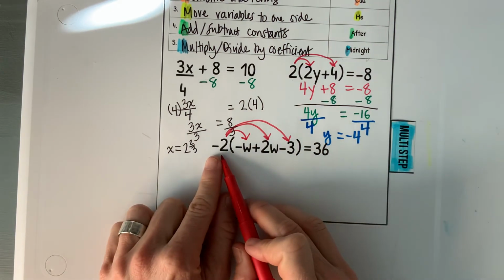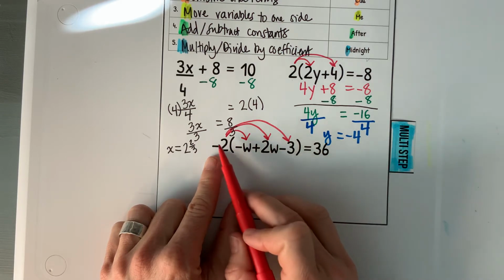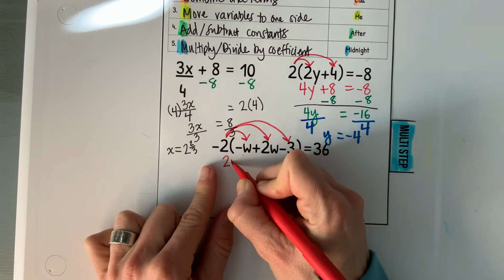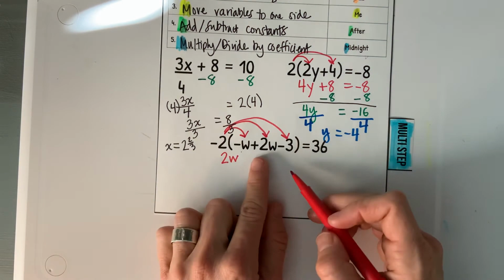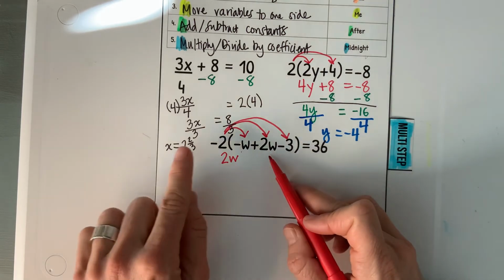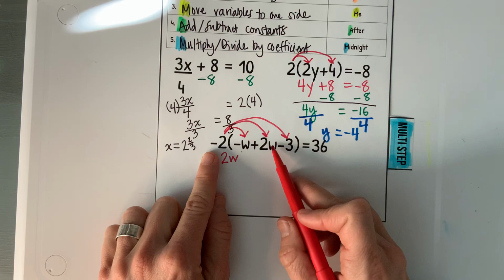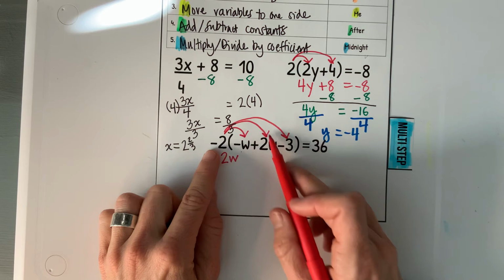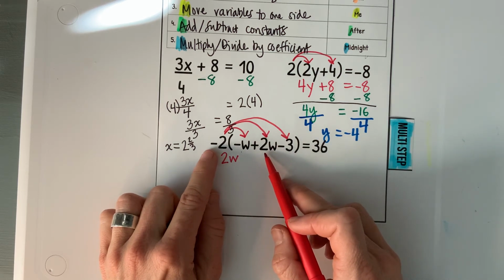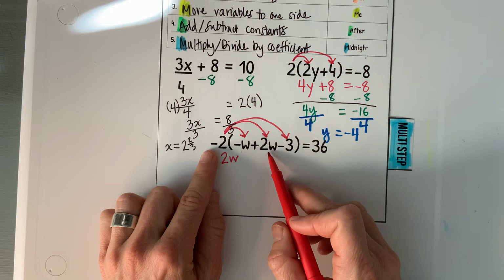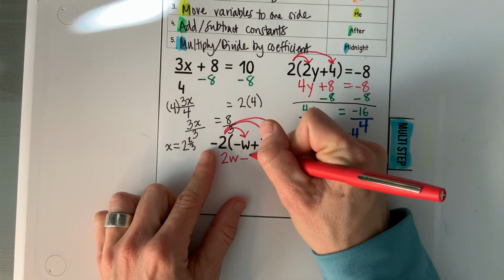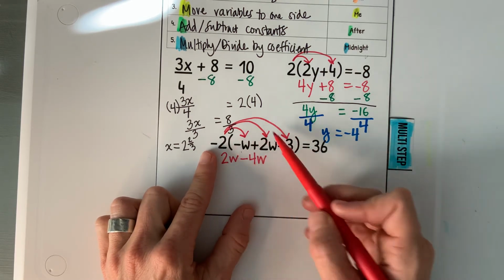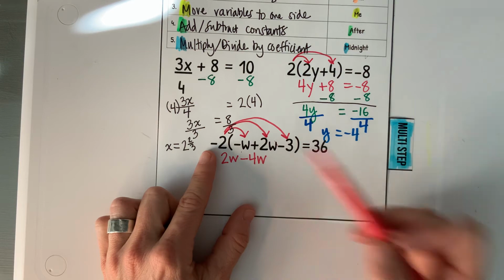So if I have negative 2 times negative w, a negative times a negative is a positive, and I get 2 times w, which I write as 2w. And the next one I have plus 2w. So negative 2 times positive 2w. So I multiply this by this coefficient. So that's going to be a negative 2 times 2, which is a negative 4. So I can write minus 4w. Remember, think of this as negative 2 groups of 2w. So it would be negative 4w.